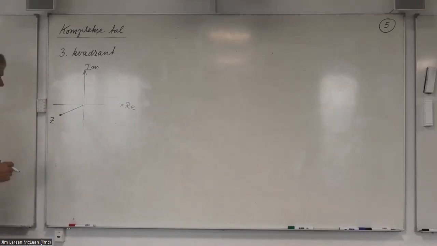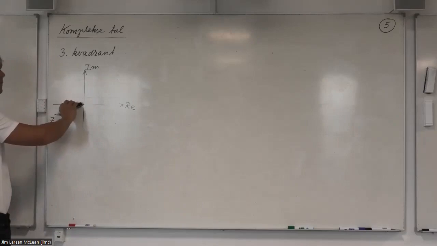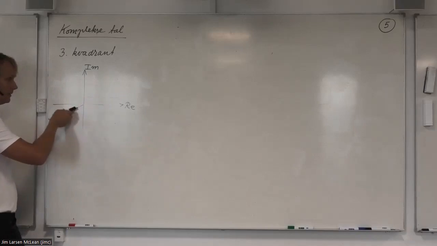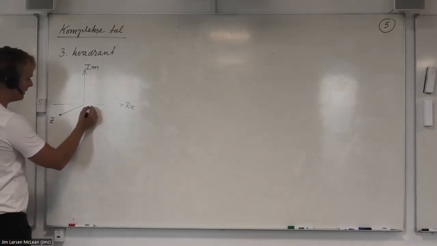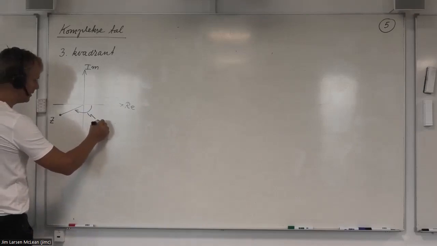And then I could say, I would like an argument for z. Is this an argument for z? Yes, but is it the main argument? No, because it goes beyond 180 degrees. So this time the main argument is placed here. So actually, I want to find this one here, because that angle there is my main argument.